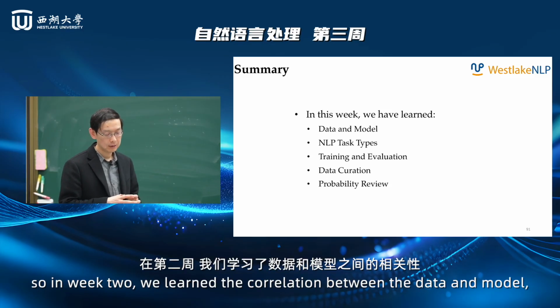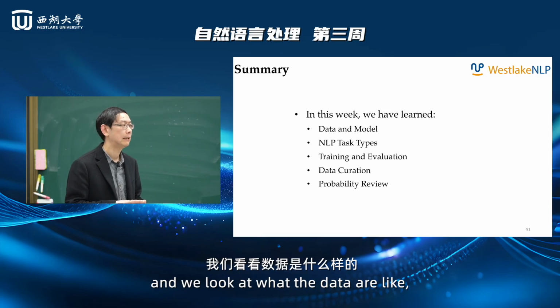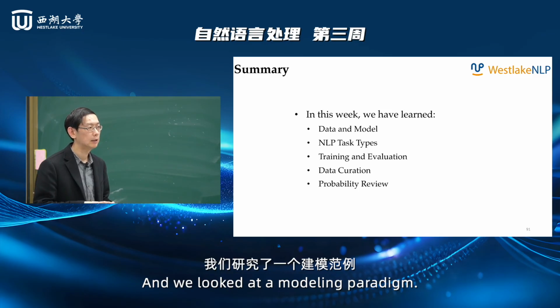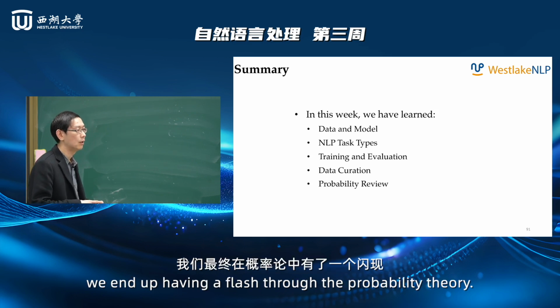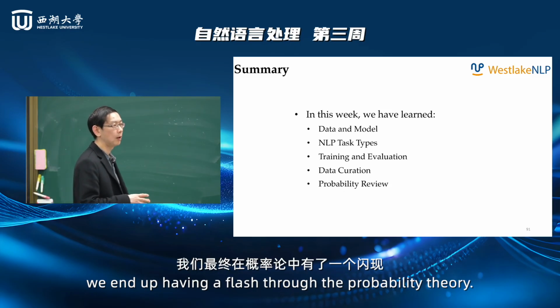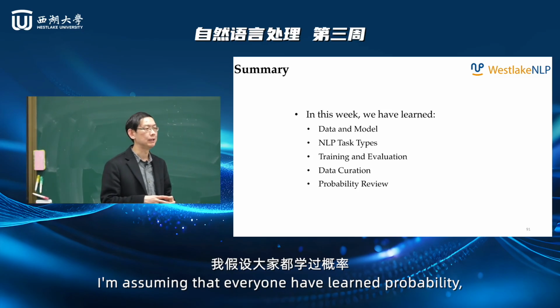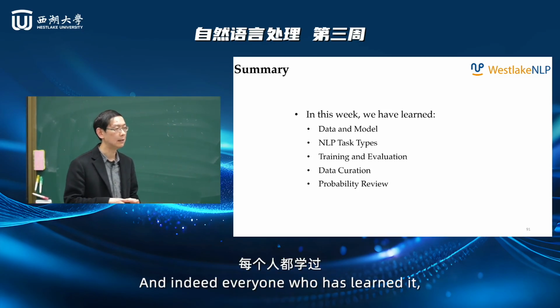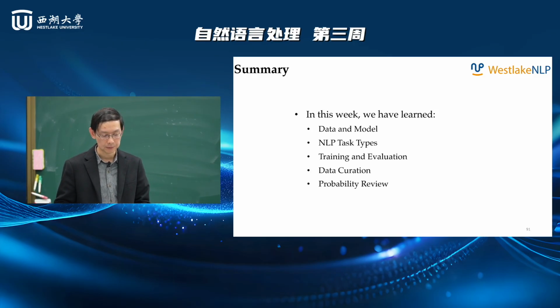So in week 2, we learned the correlation between the data and model, and we look at what the data are like, right? And we looked at a modeling paradigm. So after we describe data curation, we end up having a flash through the probability theory. I'm assuming that everyone have learned probability, okay? And indeed, every one of you has learned it. All right, so that's about week 2.